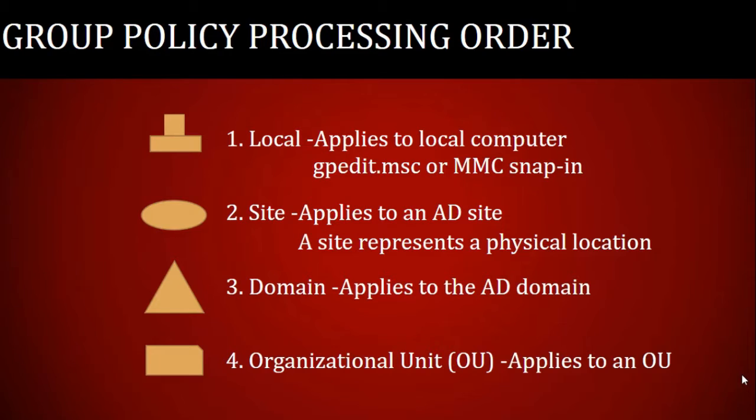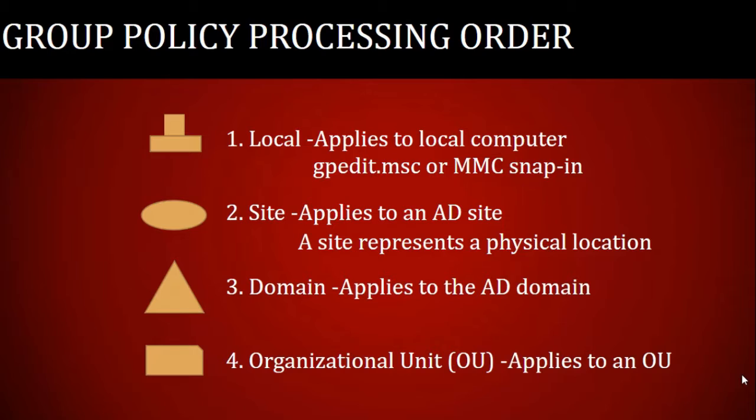If my computer has been joined to a domain, I have site-level policies that can be applied. A site represents a physical location within Active Directory. An example of a site would be a branch office. If I have an office in Toronto and another office in Miami and another office in Atlanta, I would have a site for each of those locations.